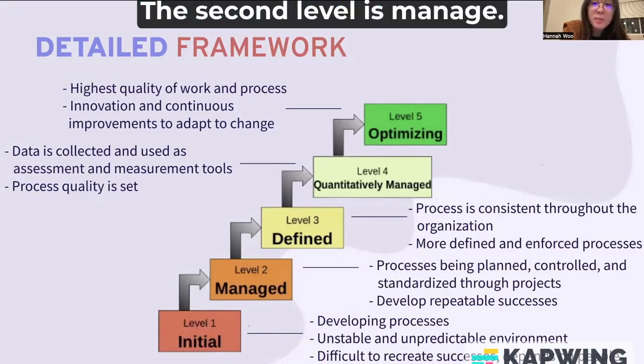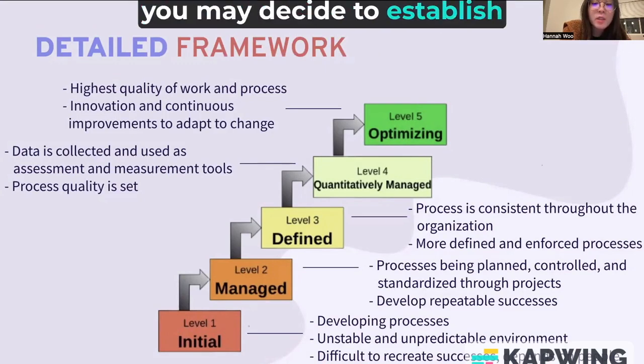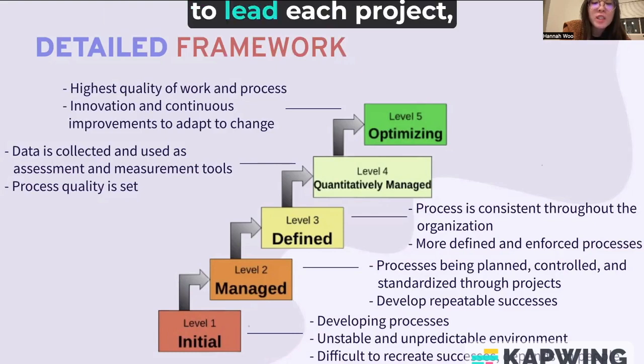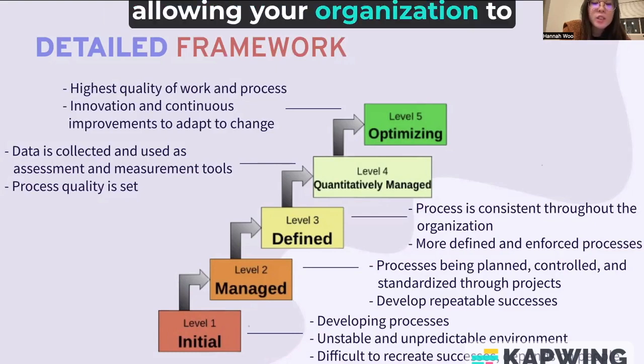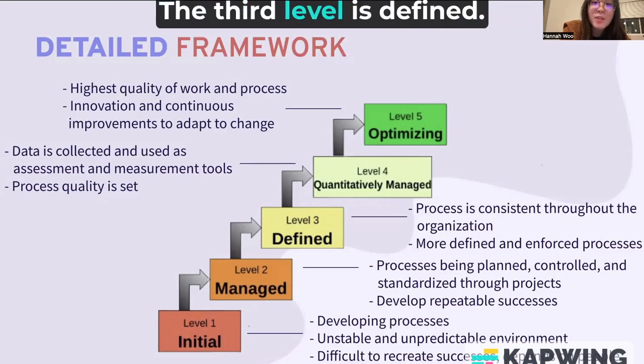The second level is manage. The processes begin to be planned, documented, and monitored at a project level. You may decide to establish projects and assign stakeholders to lead each project, allowing your organization to begin standardizing and retaining repeatable processes. The third level is defined.